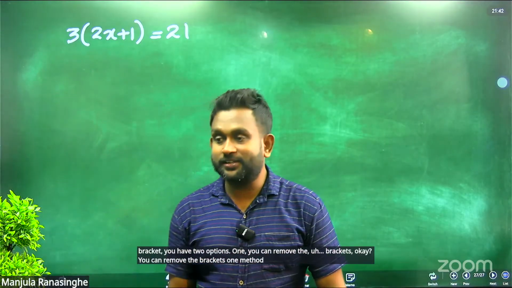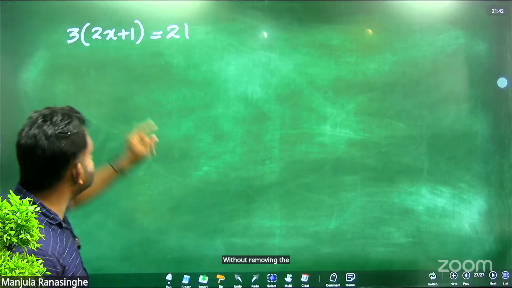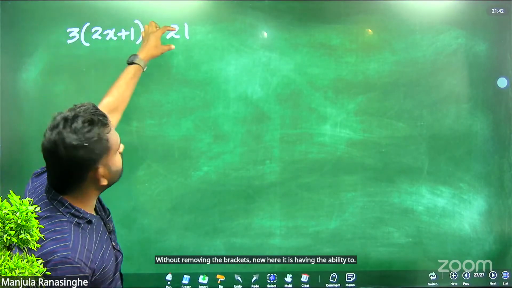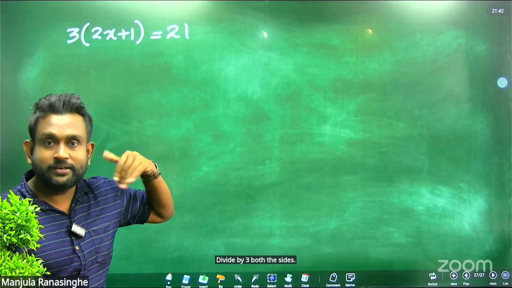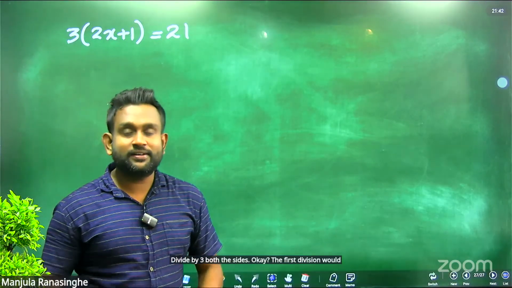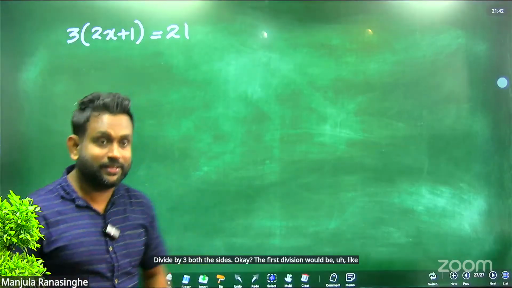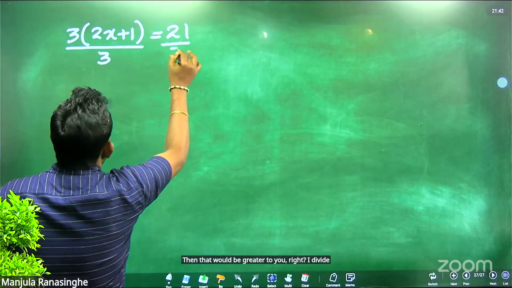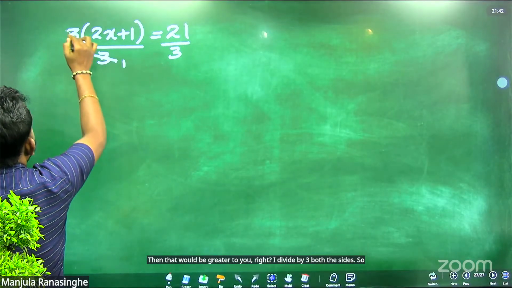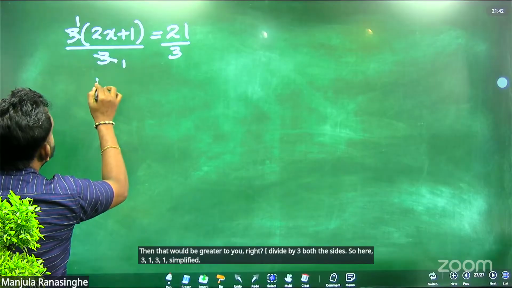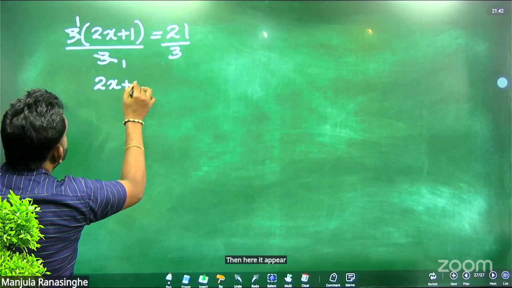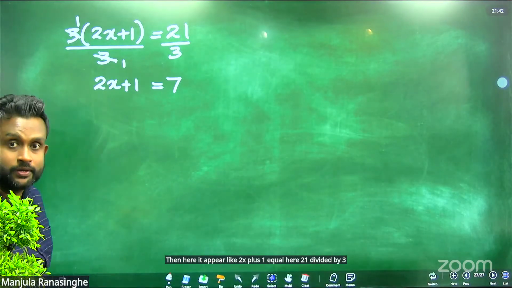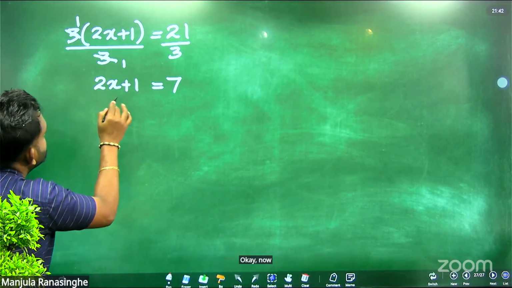The other method is without removing the brackets. Here we can divide by 3 on both sides. The first division means less simplification dealing later, which is better for you. I divide by 3 on both sides. So the 3s cancel, and here we have 2x plus 1 equals 21 divided by 3, which is 7.